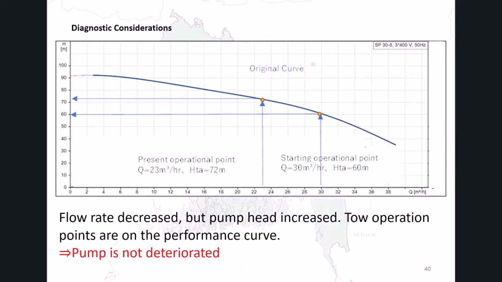The pumping rate decreases from 30 cubic meters per hour to 23 cubic meters per hour, and the head increases from 60 meters to 72 meters, and the drop in dynamic water level is exactly 12 meters. Here, we realize that two operating points are on the performance curve. It means the pump is not degraded, but two different points are indicated. What does it suggest? This situation represents that the flow rate has decreased in 5 years, thus, the well deteriorated.